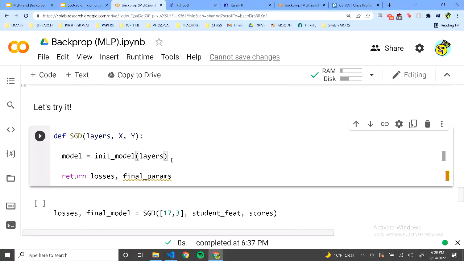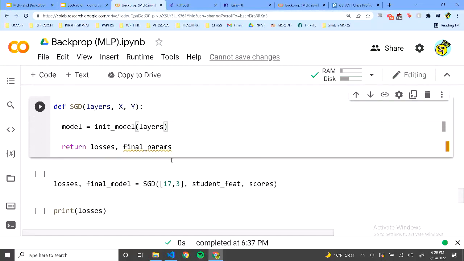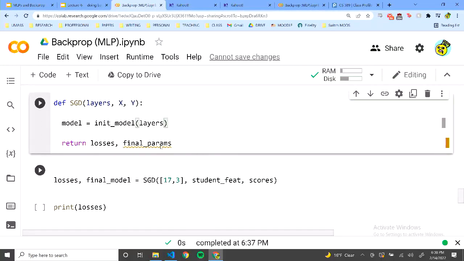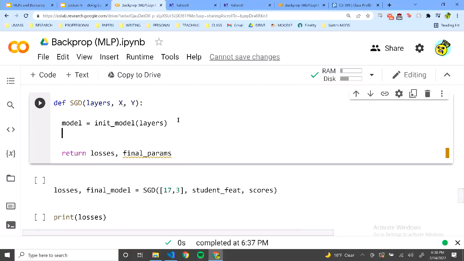So first, we initialize it. And in our case, we'd like to do it such that we have 17 and 3. So we know that that'll work. We're just initializing one layer right now. In the future, this won't work, but for now, it'll be fine. All right. Then what else do we need to do? We've initialized our model. What else do we need to do?